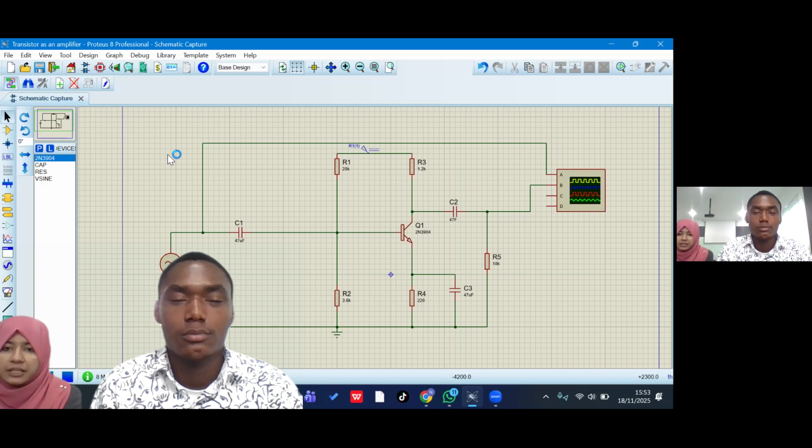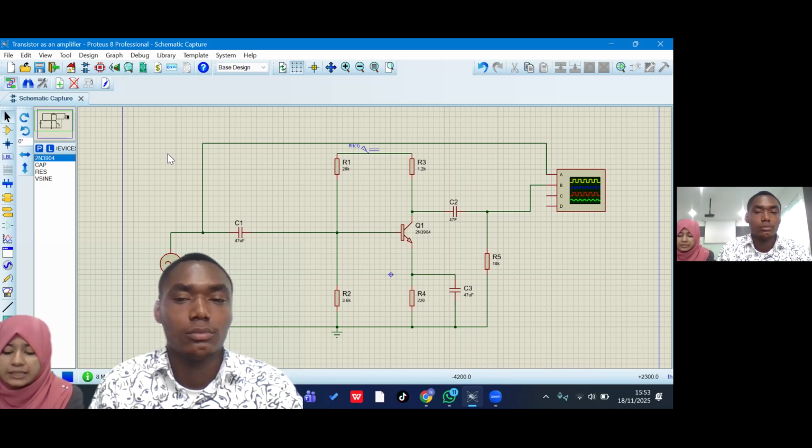R4 is the emitter resistor, RE. It provides thermal stability and improves linearity, and reduces gain slightly by introducing negative feedback. R5 is the output load resistor. It helps define the output impedance and stabilizes the output signal.